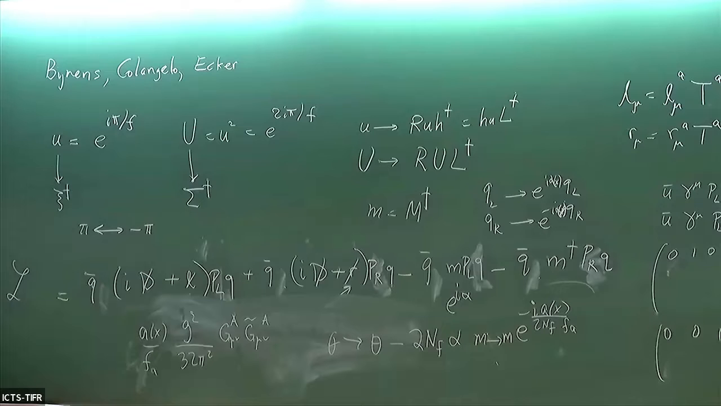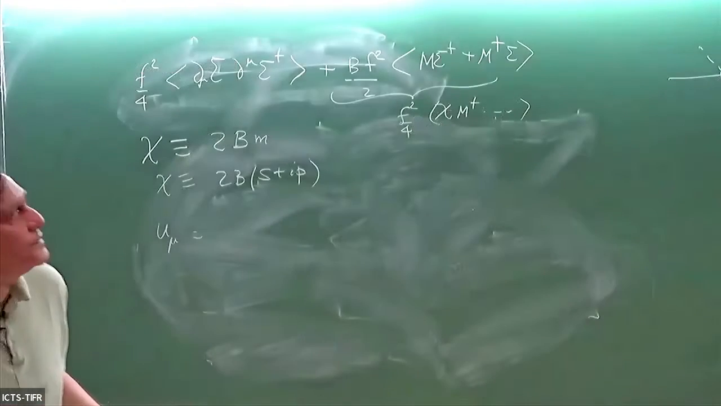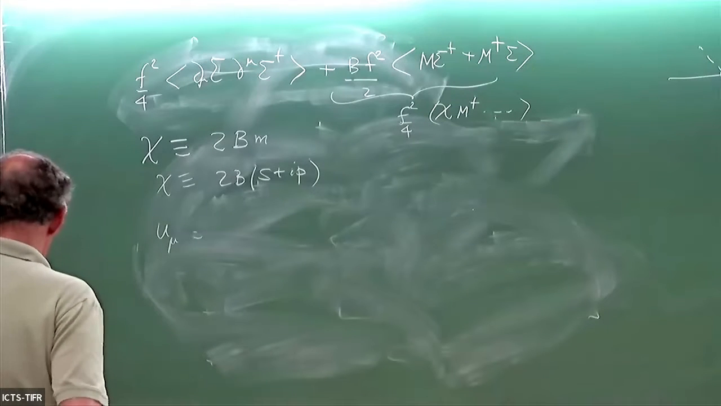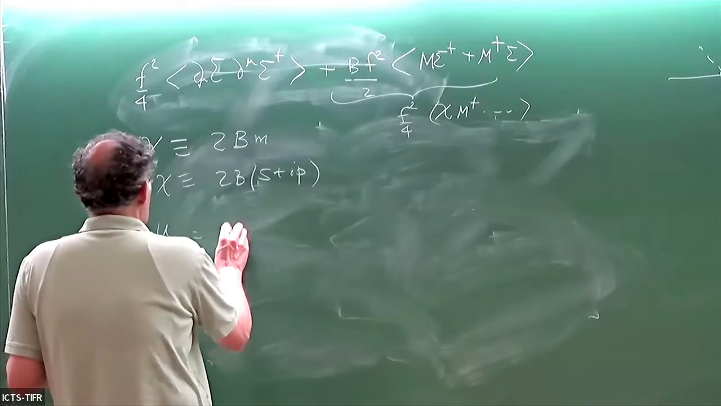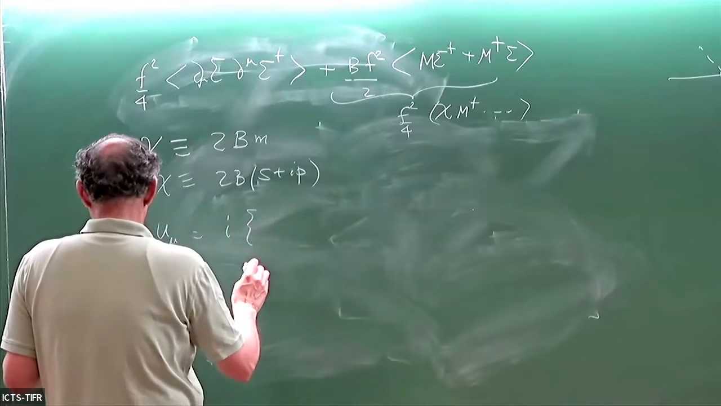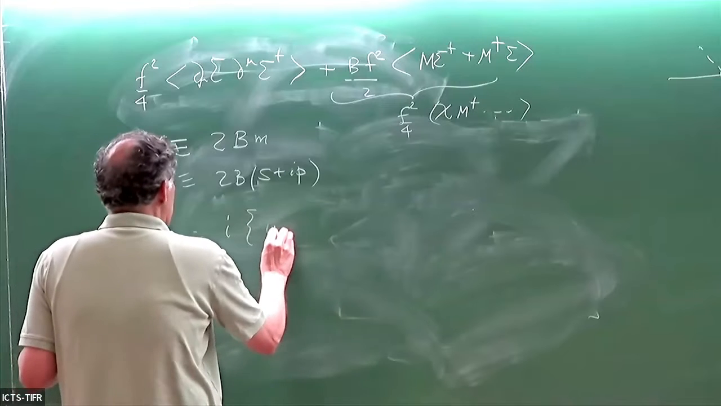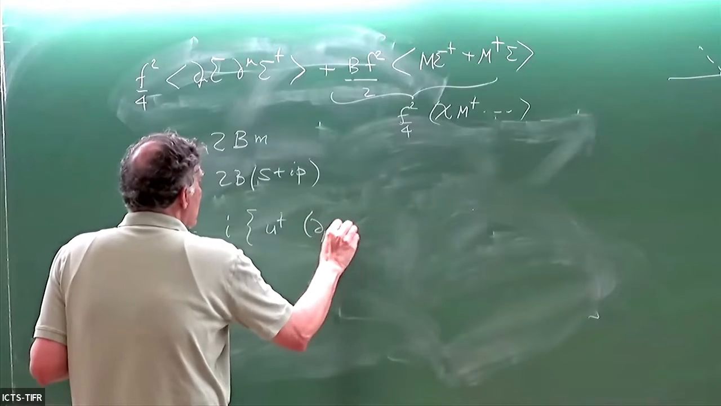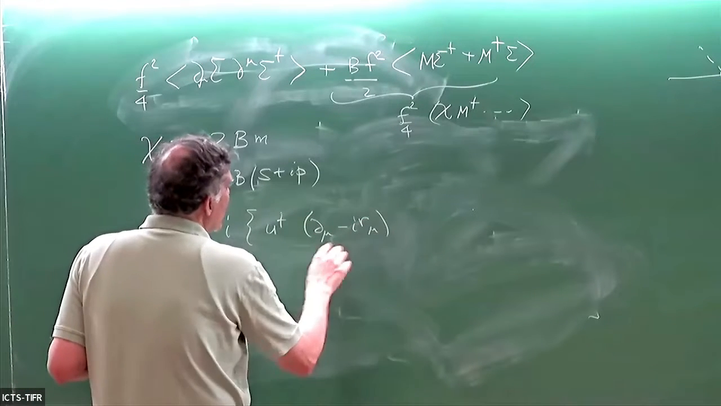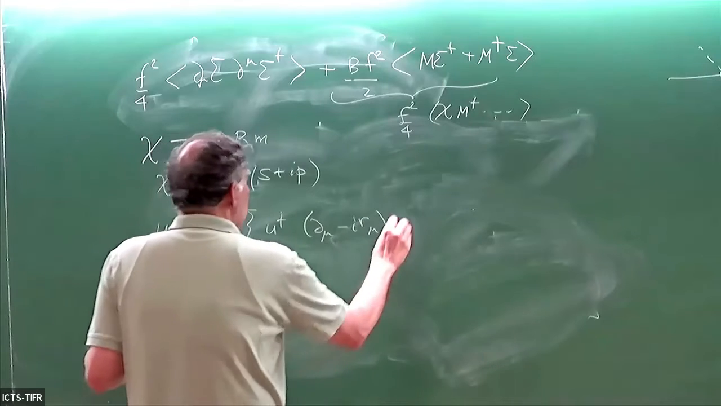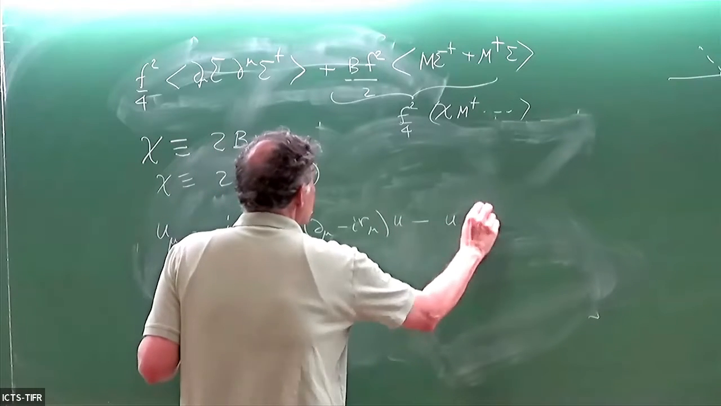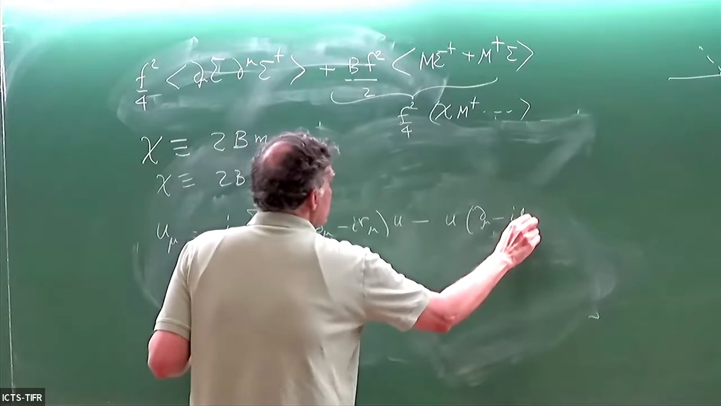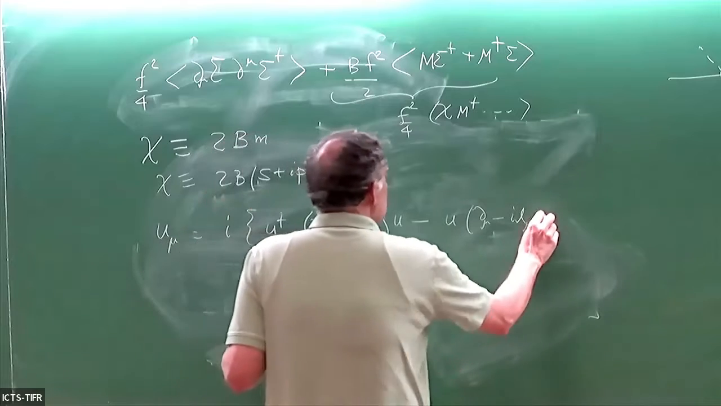Okay, so then what's defined is this field u_μ, which is i[u† (∂_μ − i r_μ) u − u (∂_μ − i l_μ) u†]. So that's the right-handed covariant derivative on u, minus u times the derivative with l_μ, times u†.